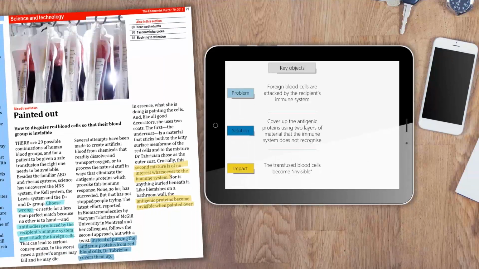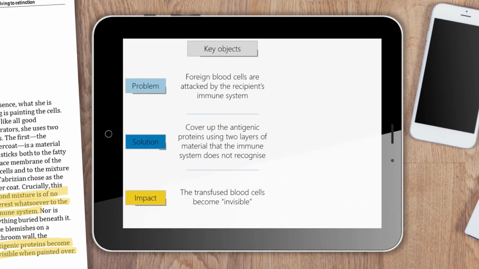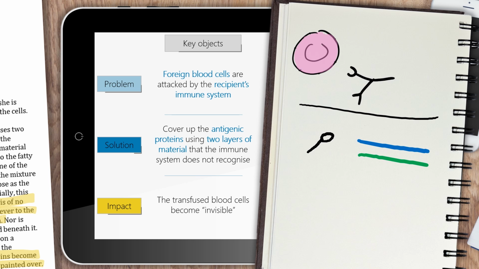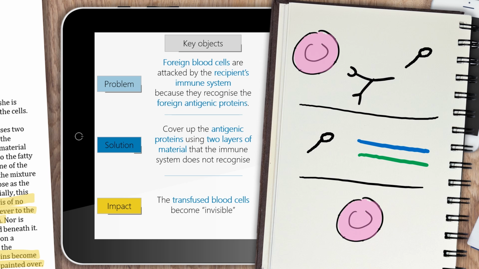So to go back to our blood transfusion story, within the key messages, these are probably the key objects. The foreign blood cells and recipient's immune system represented by antibodies, the antigenic proteins and 2 layers of material, and the transfused blood cells. The complex issue with this story is that we need to identify the antigenic proteins from the solution part of the text and incorporate them into the problem for the problem to really make sense.